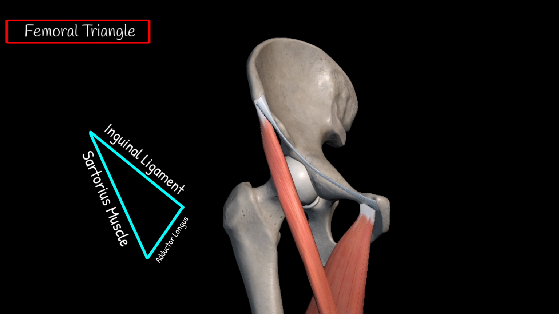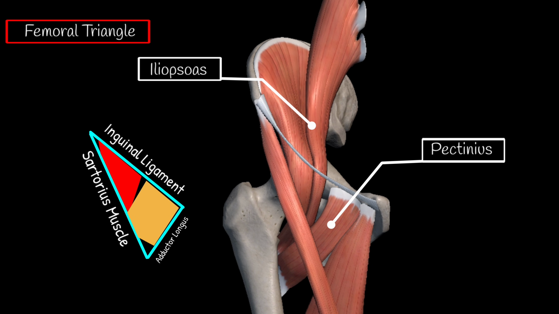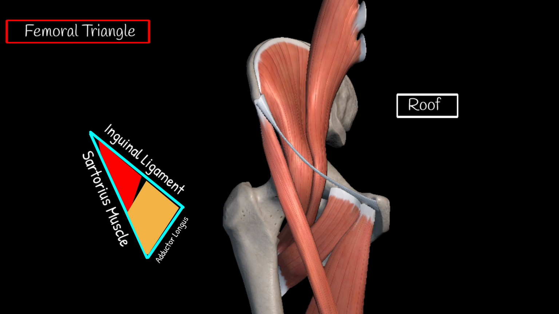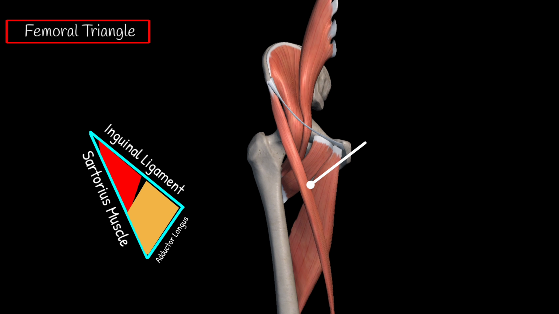The muscular floor of the femoral triangle is formed by the iliopsoas laterally and the pectineus medially. The roof of the femoral triangle is formed by the fascia and skin. Apex of the femoral triangle is where the medial and lateral borders cross each other.